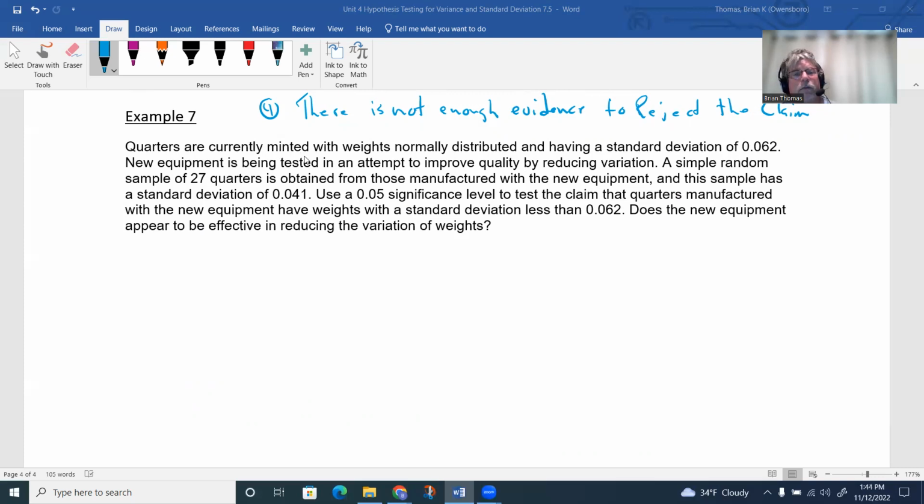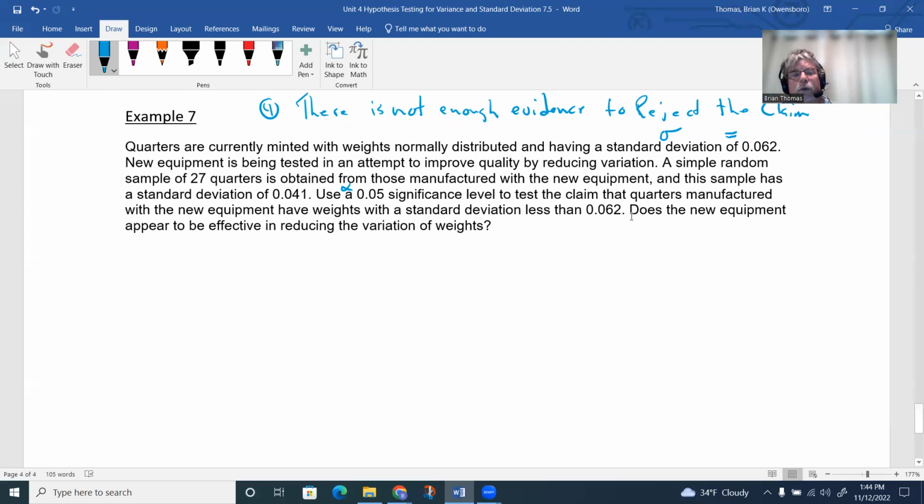Quarters are currently minted with weights normally distributed and having a standard deviation of 0.062. Notice how they have a standard deviation, which is sigma. Now, new equipment is being tested in an attempt to improve quality by reducing variation. A simple random sample of 27 quarters is obtained from those manufactured with the new equipment, and this sample has a standard deviation of 0.041. Again, they're using standard deviations here. Use 0.05 for the level of significance, which is going to be our alpha.